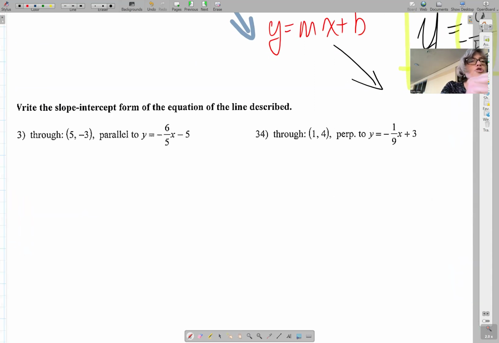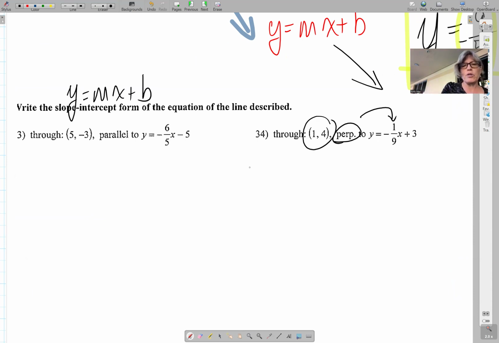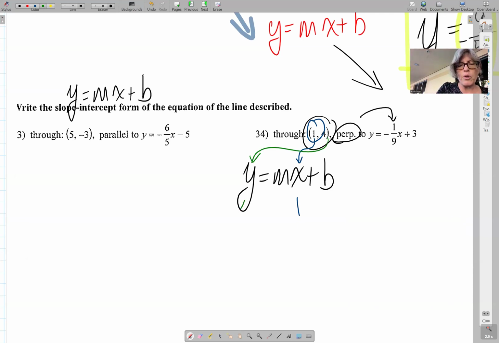We want to write a slope-intercept equation of a line, y equals mx plus b, with the line described. We want it to be perpendicular to this line, but go through this point. So I start with y equals mx plus b and ask myself, what do I have? I have an x coordinate right there, put a 1 there. I also have a y coordinate right there, put a 4 there. My given slope is negative 1/9.